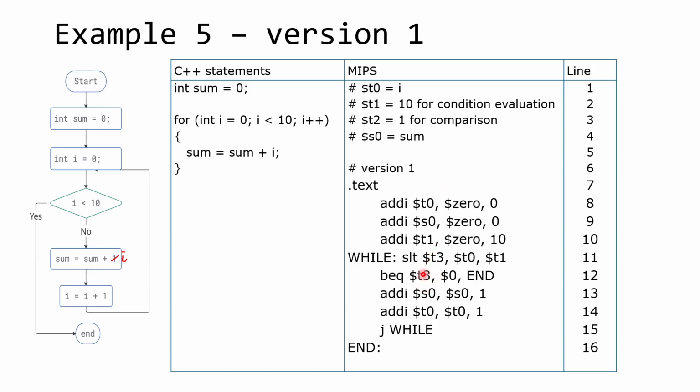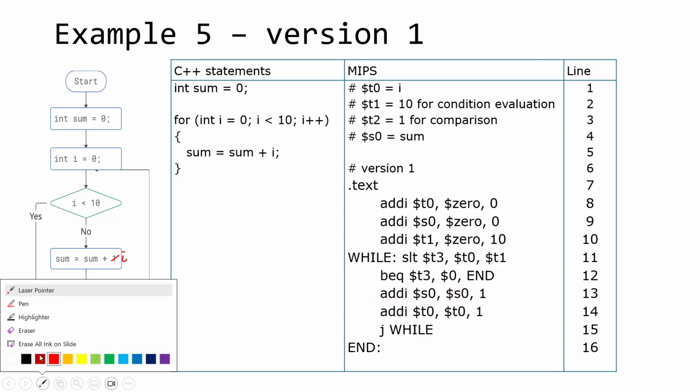So T3 will become 1. So is 1 equal to 0? Then we will jump to N. Right? Now, they will need to jump to N if it's true. But no. T3 contains 1. So 1 is not equal to 0. So continue with the next one.